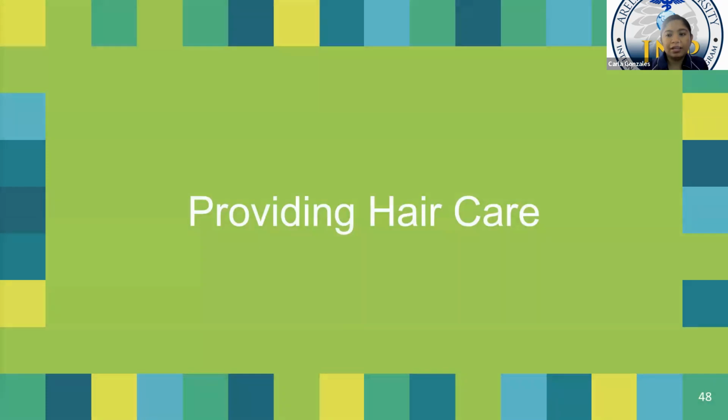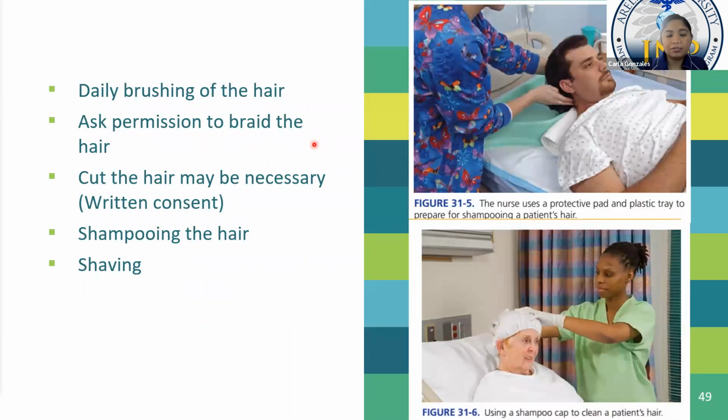So for hair care, daily brushing of the hair. Ask permission to braid the hair if you know how to do it. A patient who is confined in bed for longer periods of time develops tangles in the hair. One way to prevent that is to braid, especially with female patients. If it is a prolonged period, then cutting the hair may be necessary, but of course, there should be a written consent for that.